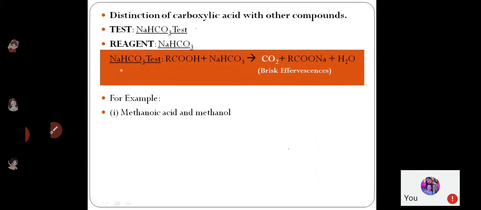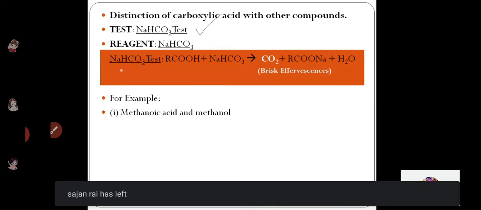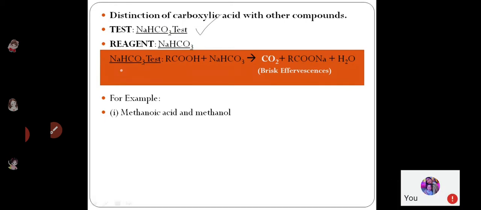We will do the sodium bicarbonate test. You have done this in junior classes. You just take a solution of carboxylic acid and sprinkle sodium bicarbonate on it. What happens is you get brisk effervescence, right? That brisk effervescence is because of the evolution of carbon dioxide. Whenever gas tries to escape from a liquid, it escapes in the form of bubbles. That is called brisk effervescence.